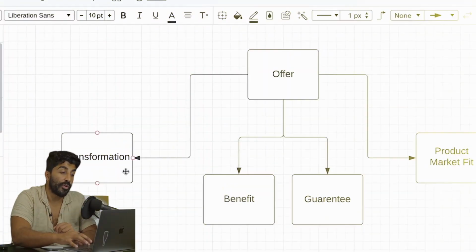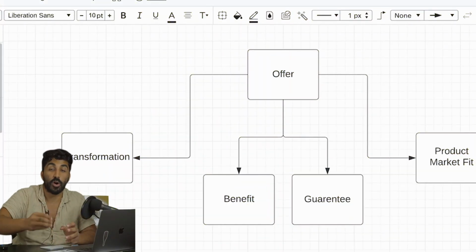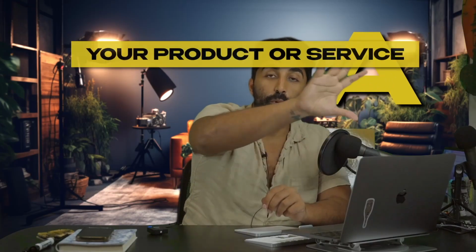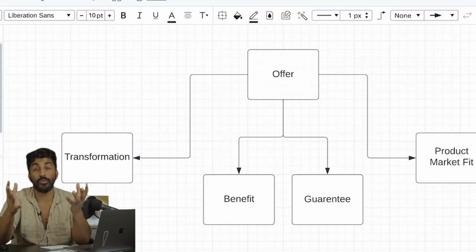Next, take a look at the transformation. What's the transformation that you're promising your ideal target audience? This can be best defined as state A, your product or service leads them to state B. This doesn't have to be something life-changing. It doesn't have to bring back someone from the dead.